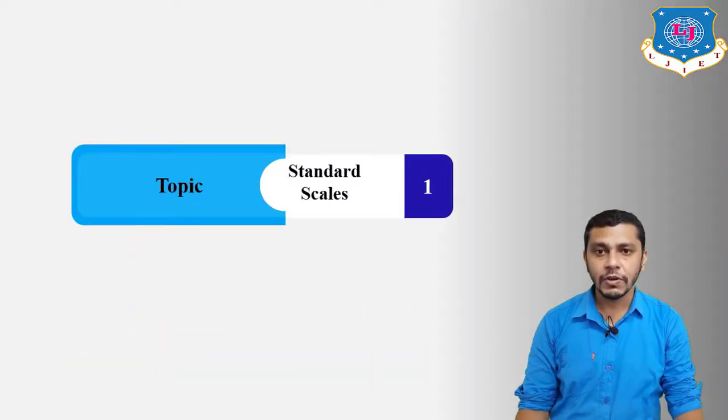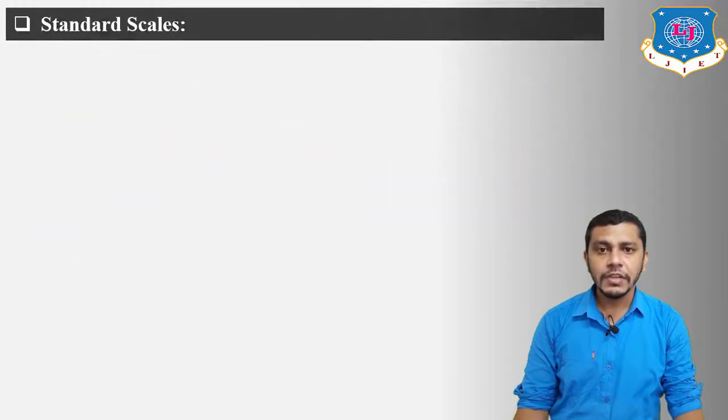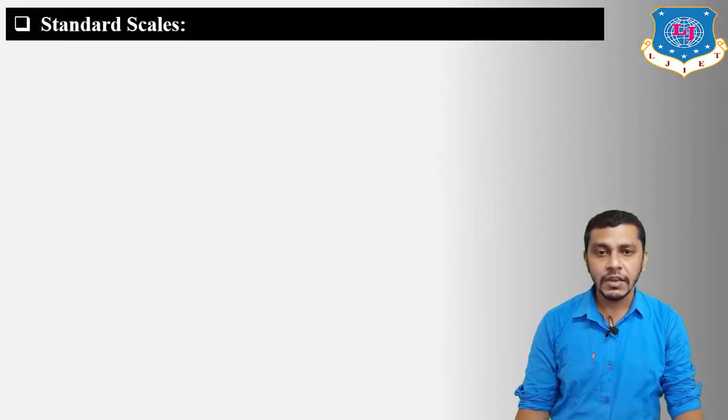So what is the importance of the standard scales? As you all know, we make drawings on sheet paper or a sketchbook of A2 size, A3 size, A4 size, or A0 size. It is not always convenient to draw the required object on a sheet paper, because sometimes the dimensions of the object are too large. If you are making drawings of buildings or mechanical components, the dimensions of these objects are too large. It is not possible to draw them on a sheet paper.